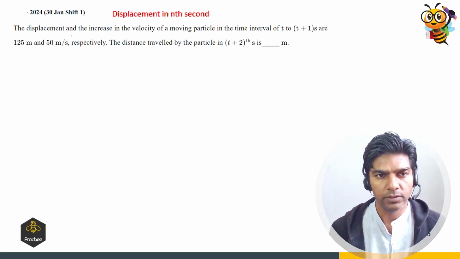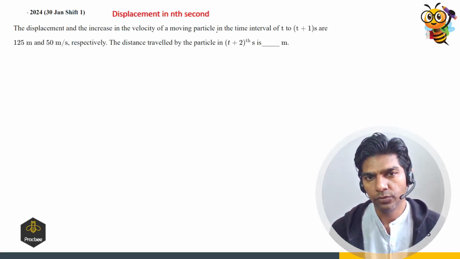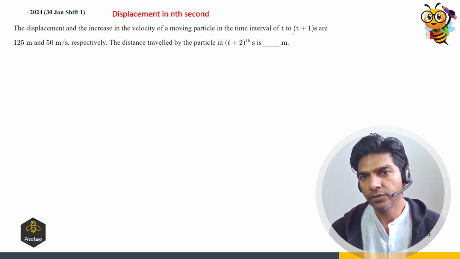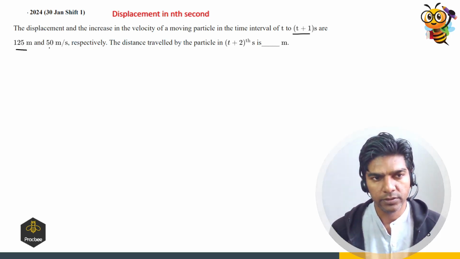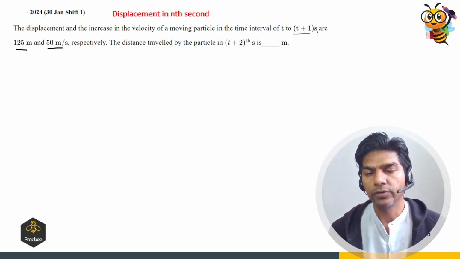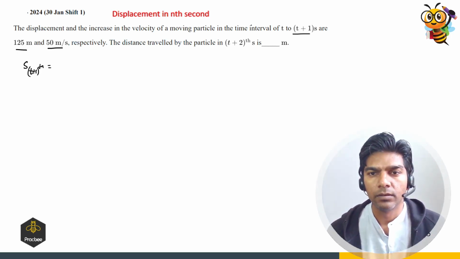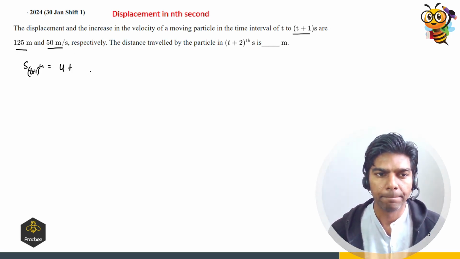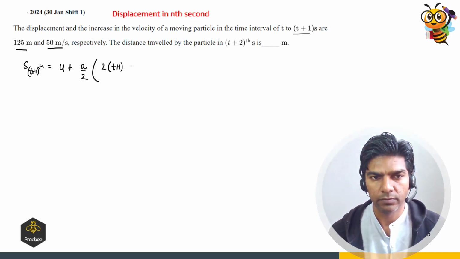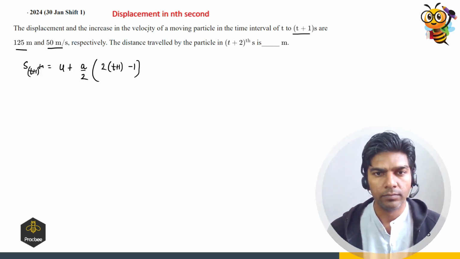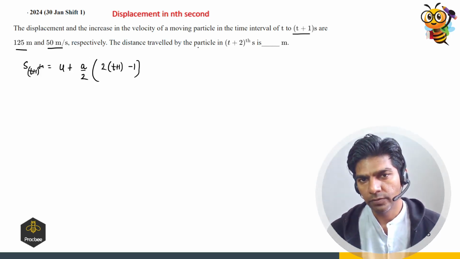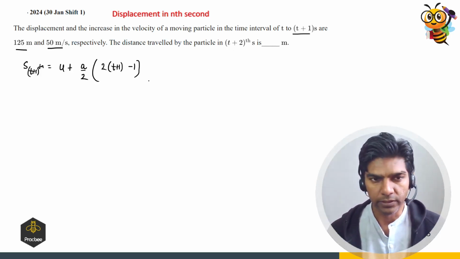Now let us see this question. The displacement and the increase in the velocity of the moving particle in the time interval t to t plus 1 second are 125 meters and 50 meters per second. Now t to t plus 1, this 125 meters is the displacement in t plus 1th second. So s t plus 1th is given to us. So we can write this as u plus a by 2 times 2 times t plus 1 minus 1, right? And we have to find the distance traveled by the particle in t plus 2th second.